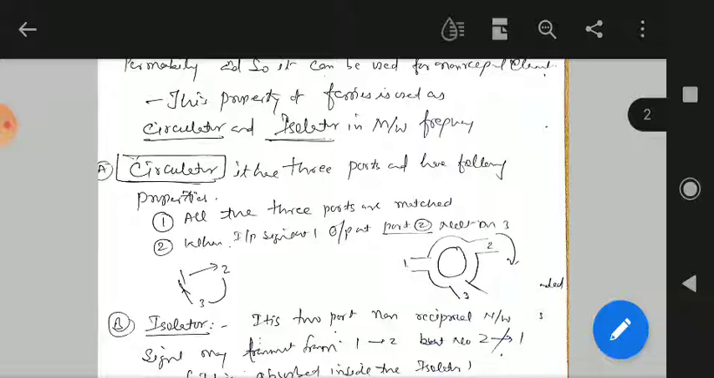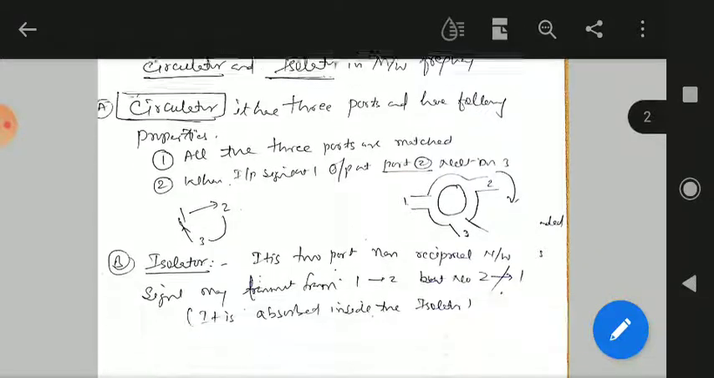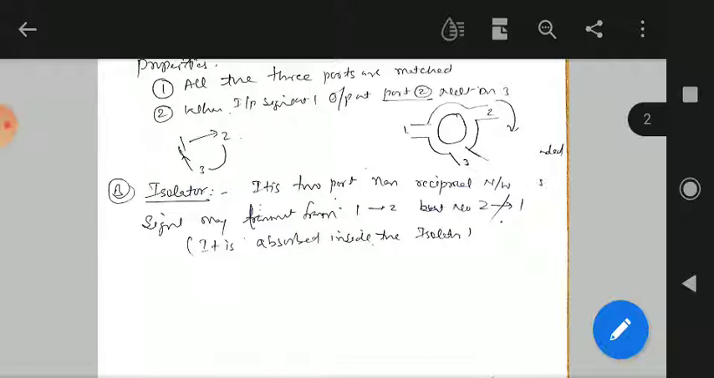First, all the 3 ports are matched. Second, when the input signal is at port one, then the output will be at port two, not on the third. Similarly, if the input is at port two, the output will be on port three, and so on. This is just like a cycle. And the isolator is a 2-port non-reciprocal network: the signal may be transferred from 1 to 2 but not from 2 to 1. It is observed in the opposite direction.